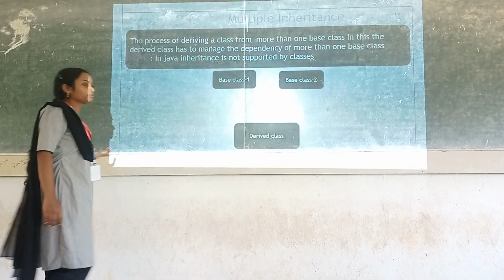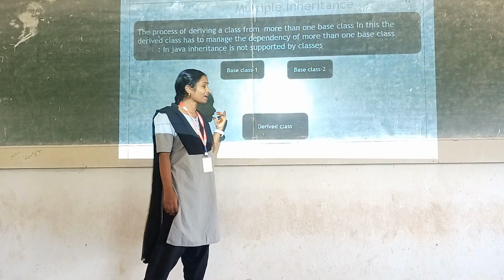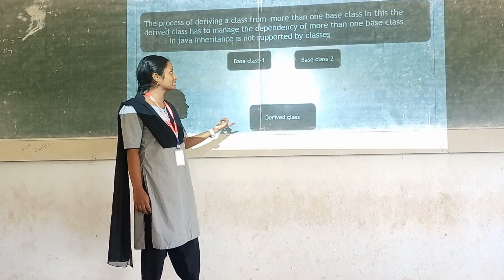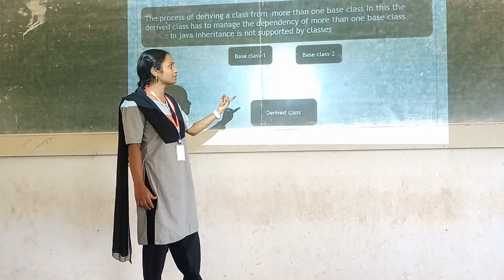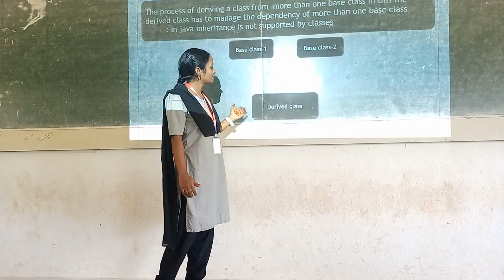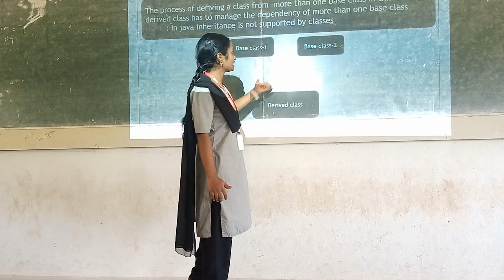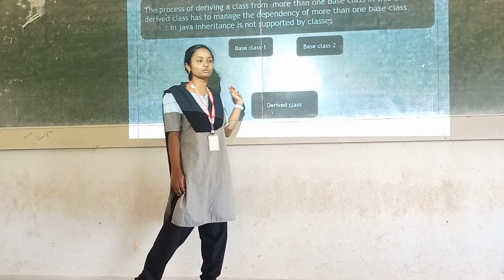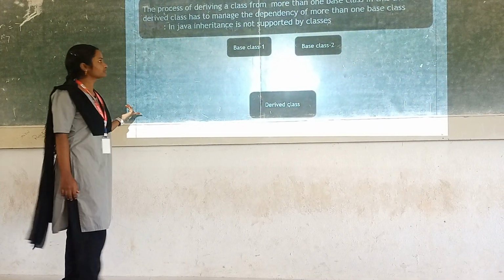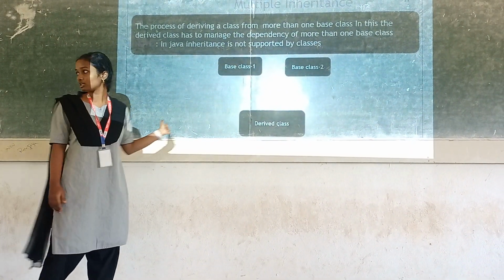Multiple inheritance. Multiple inheritance means deriving a class from multiple base classes. Here the child has multiple parents, which is not supported in Java with classes. Because, let's see an example program.